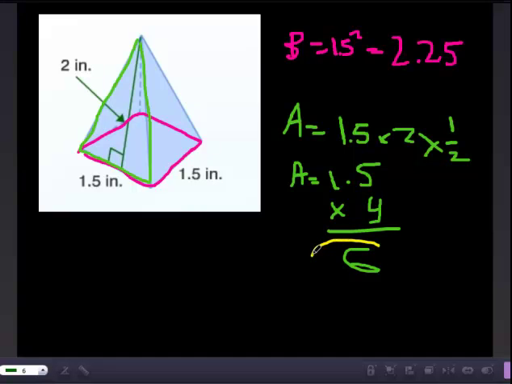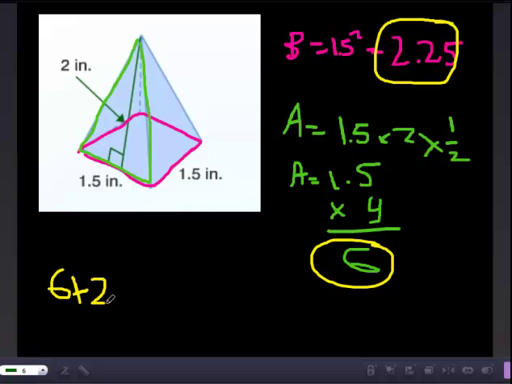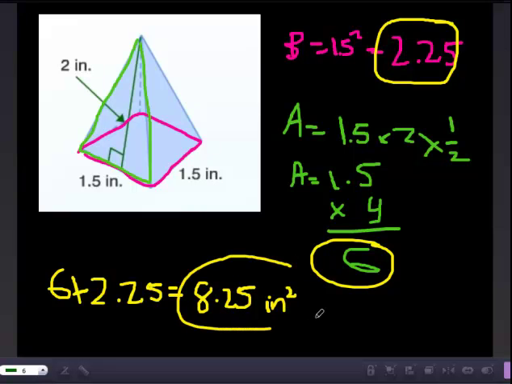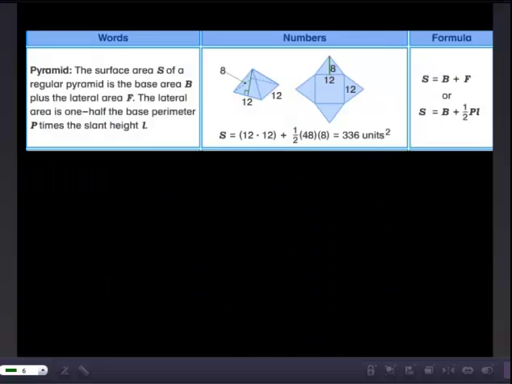So to find the total area, we'd have to take the sides, the lateral surface, plus the base, add those together. So 6 plus 2.25 equals 8.25 inches squared. Just like before, there's also a formula that you might think is easier or more complicated to work, and this is the formula: S equals B plus F. F is the lateral surface, or to find that lateral surface, these two are really the same. F and 1/2 PL are the same, and P again stands for perimeter.